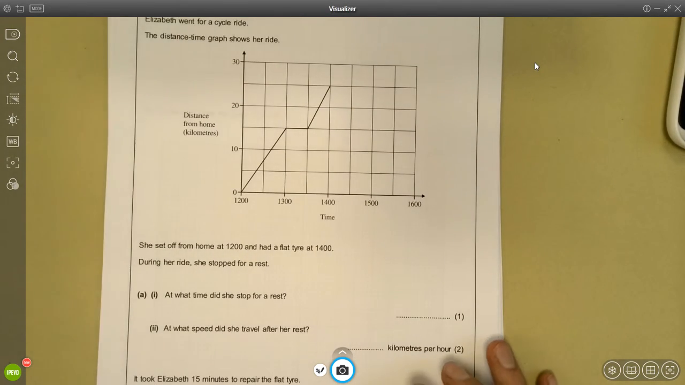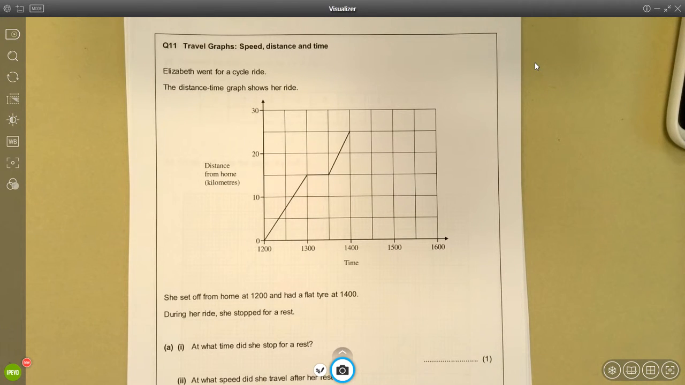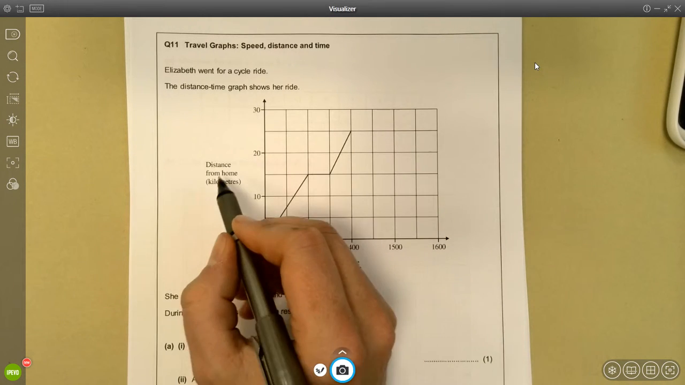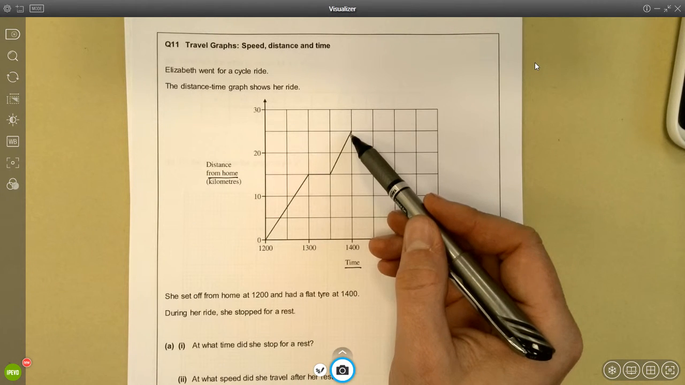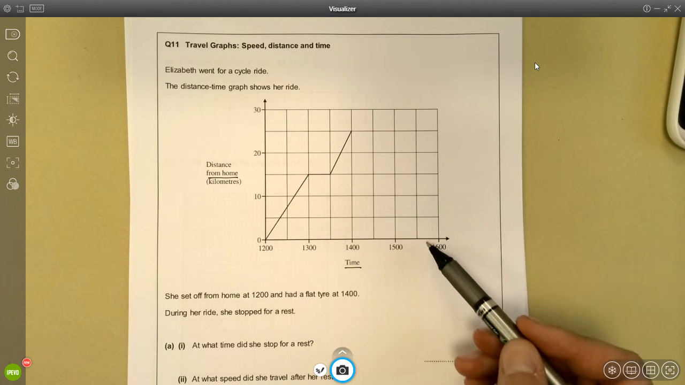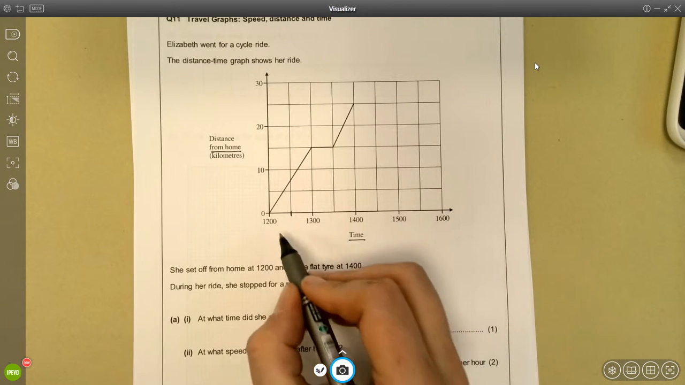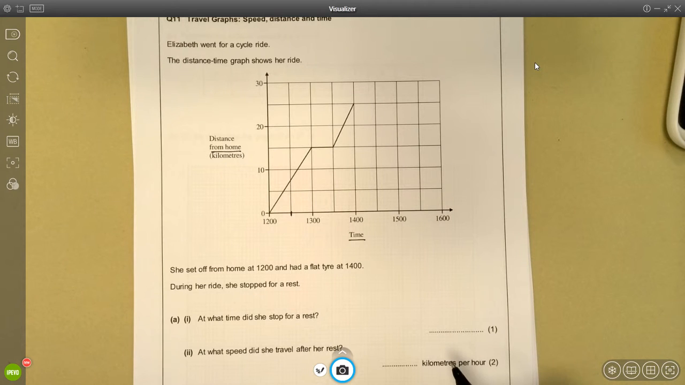Question 11. Okay, so question 11 here. We've got a distance time, so we've got time there, distance here from home. So if you start going away from home, distance increases, coming back, it'll decrease. It's a good idea to put a bit of a scale on here. Look, each one of these is half an hour.